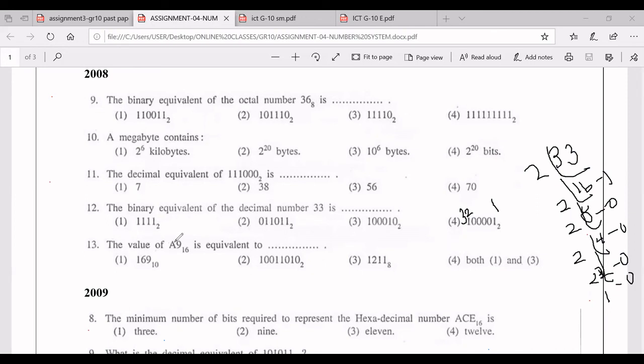The value of A9 is equivalent to. So you can see that is a hexadecimal number.